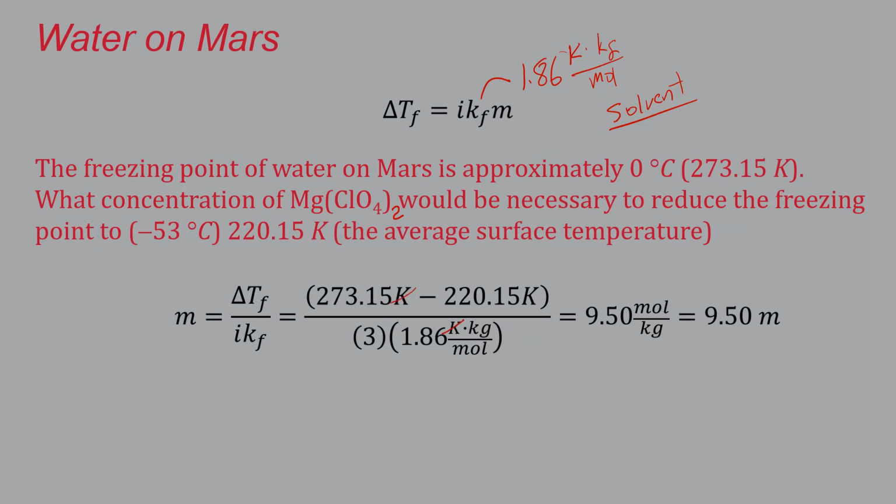So the Kelvins are going to cancel, and we get inverse kilograms per mole, which means we have moles per kilogram. That's the units of molality. So we would need 9.5 molal magnesium perchlorate to keep the water on Mars from freezing on an average day. And I will tell you that is a particularly high concentration, it's a very high concentration.